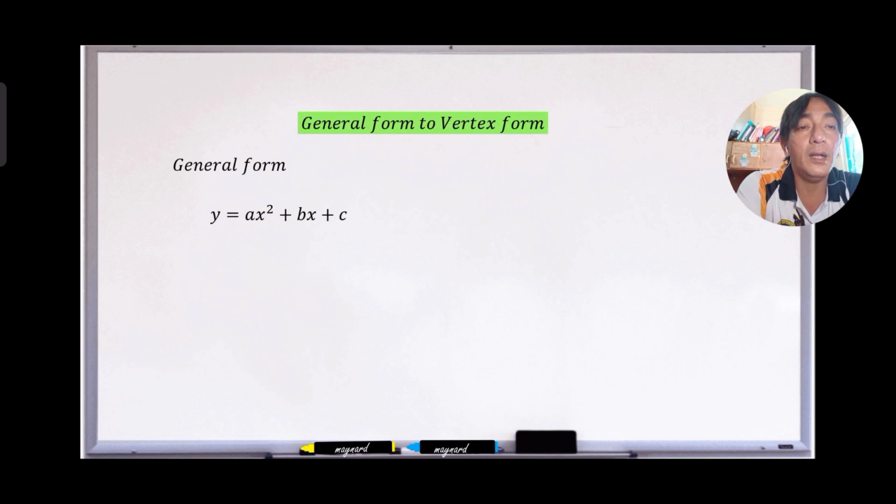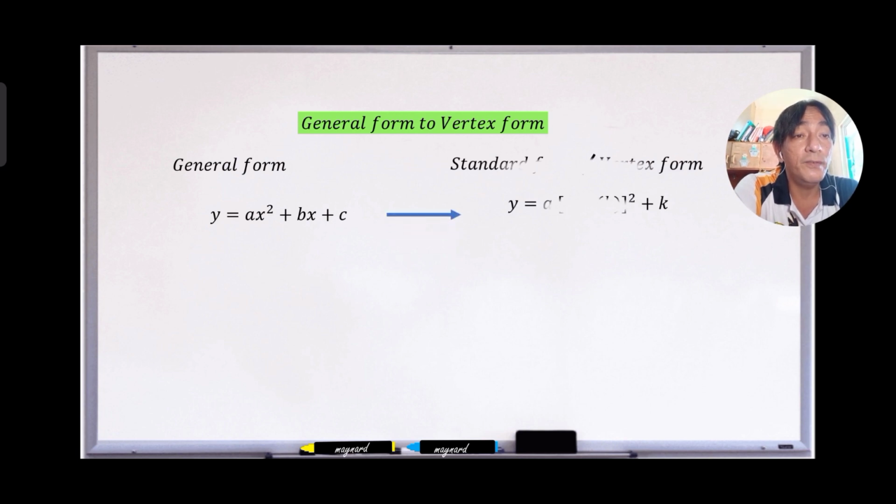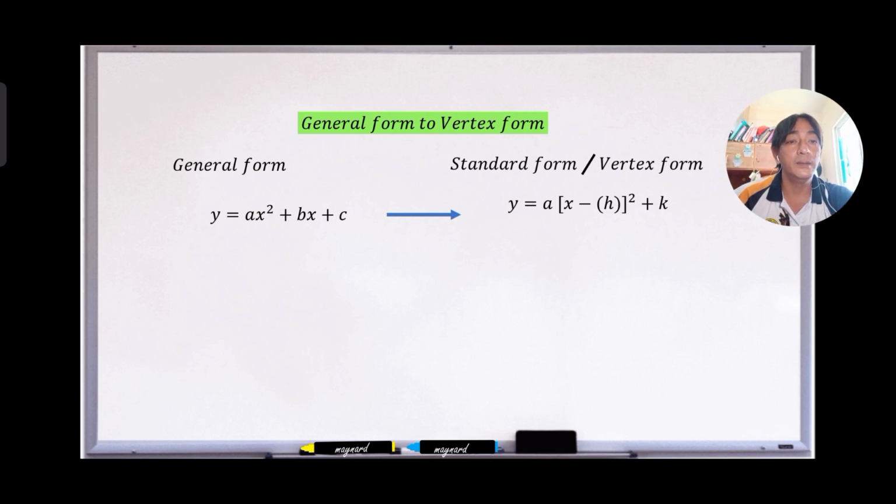Okay, paano ba magre-write ng isang general form to vertex form or standard form? Di ba ang general form natin is y equals ax squared plus bx plus c, or yung f of x equals ax squared plus bx plus c. Rewriting that to standard form or vertex form na y is equal to a times the quantity of x minus h quantity squared plus k. Meron tayong formula since sa general form kasi makukuha mo yung values ng a, b, and c. Diba? Makikita mo siya, a, b, and c, quadratic term, linear term, constant term.